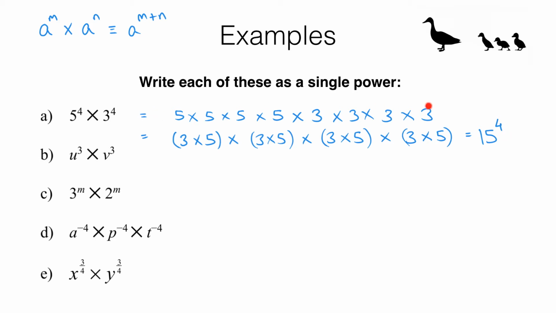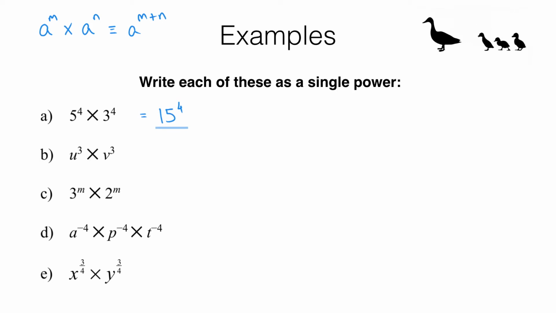Now, that's an awful lot of work to go through, but hopefully you can see how we could have done that without writing all of this working. When we've got powers with the same index, what we can do is multiply the bases together. 5 times 3 gives us the 15, and then just use the same index. So our answer to this first one is simply 15 to the power of 4.